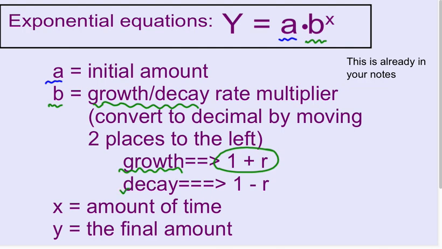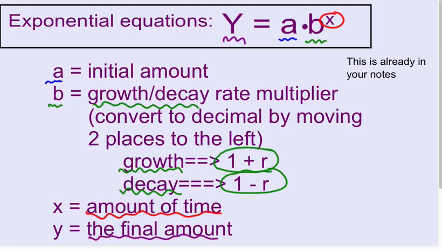And then if it's a decay, it's going to decrease over time. That's 1 minus R. Then your X is your time that has gone by. And then when you're done solving the equation, the Y will be your final amount after the time has gone by.